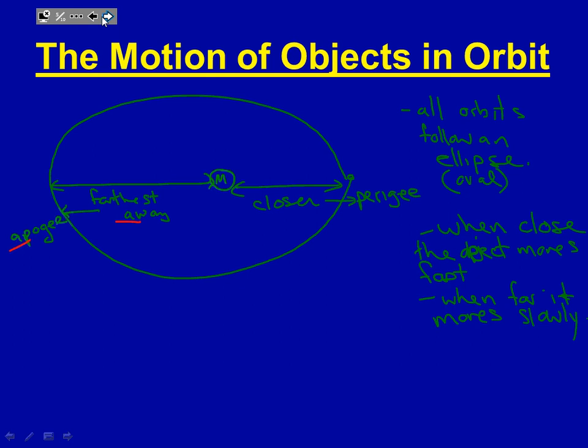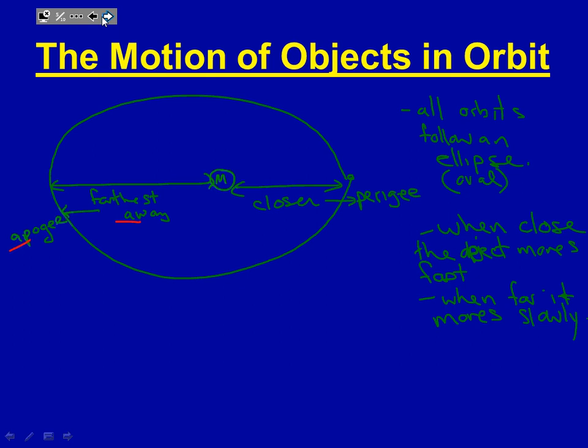Now, the Earth's orbit is pretty close to being a circle. If we were to somehow rise above the sun and look at the orbit of the Earth, it would look circular. It wouldn't be far off from being a perfect circle.